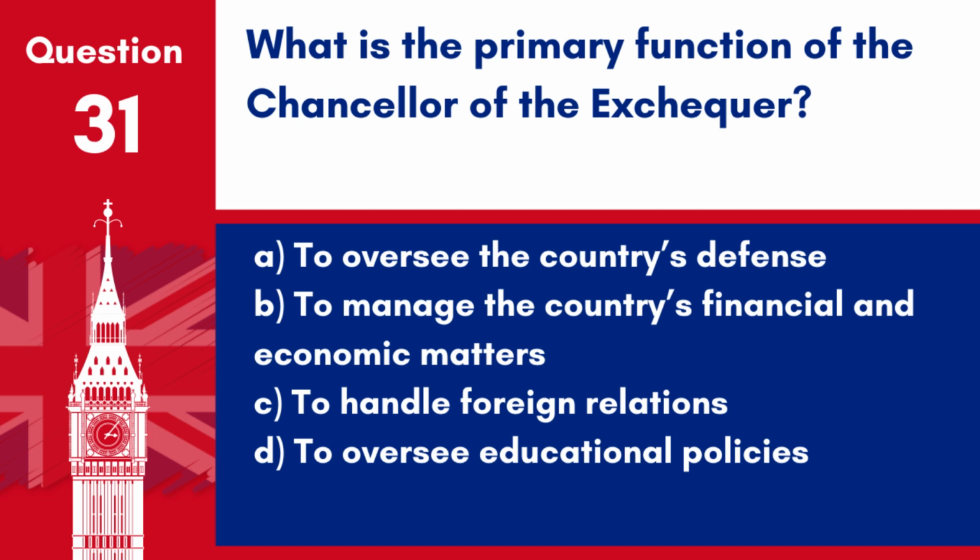Question 31. What is the primary function of the Chancellor of the Exchequer? A. To oversee the country's defence. B. To manage the country's financial and economic matters. C. To handle foreign relations. D. To oversee educational policies. Answer B. To manage the country's financial and economic matters. The Chancellor of the Exchequer is responsible for all economic and financial matters, overseeing the Treasury.